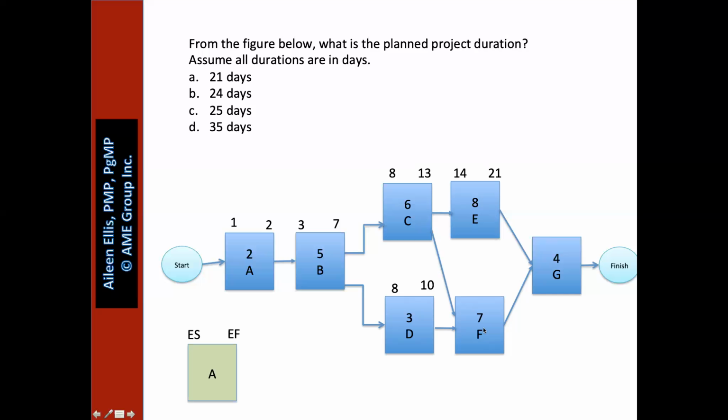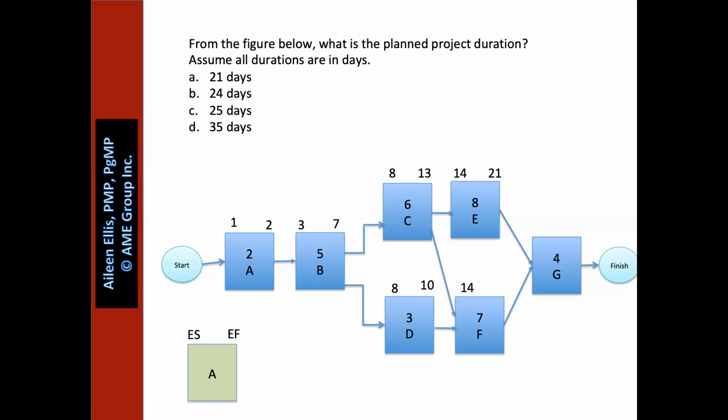Now we're going to look at activity F. This is a little trickier, but we can do it. We're trying to determine the early start of activity F. For F to start, both C and D need to finish. C will finish on day 13, D on day 10. So when will they both be finished? They'll both be finished by day 13. So F can begin the morning of day 14. Great, we'll try that again in just a minute.